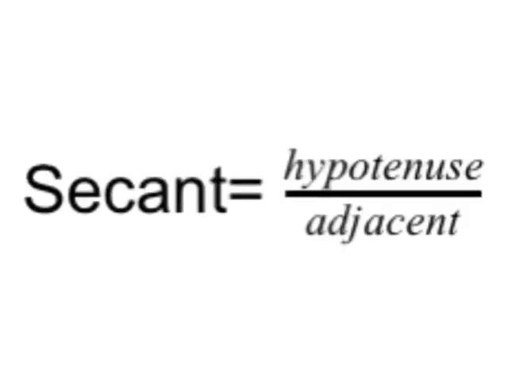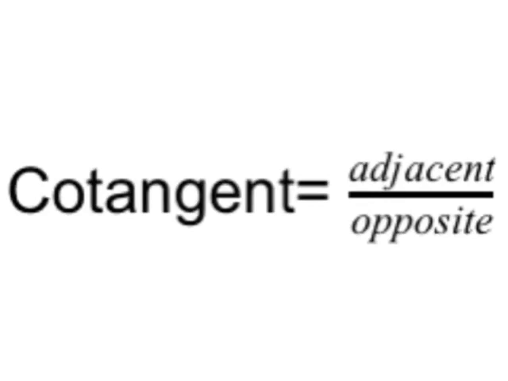Secant is the reciprocal of a cosine. It is a ratio between the hypotenuse over the adjacent side. Lastly, cotangent is the reciprocal of a tangent. It's the adjacent divided by the opposite side.